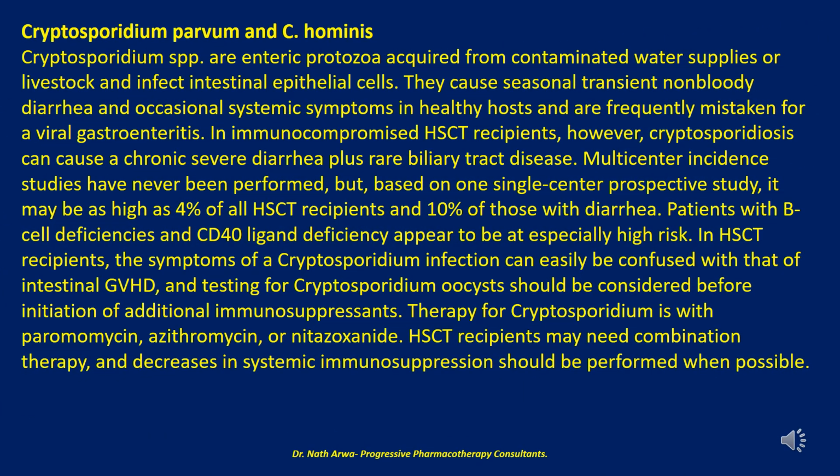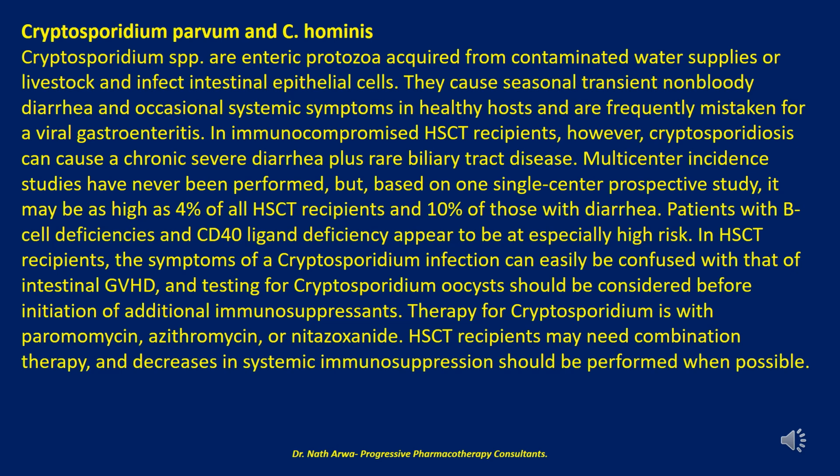Next we will discuss Cryptosporidium parvum and Cryptosporidium hominis. Cryptosporidium species are enteric protozoa acquired from contaminated water supplies or livestock and infect intestinal epithelial cells. They cause seasonal transient non-bloody diarrhea and occasional systemic symptoms in healthy hosts and are frequently mistaken for a viral gastroenteritis. In immunocompromised hematopoietic stem cell transplantation recipients, however, cryptosporidiosis can cause a chronic severe diarrhea plus rare biliary tract disease.